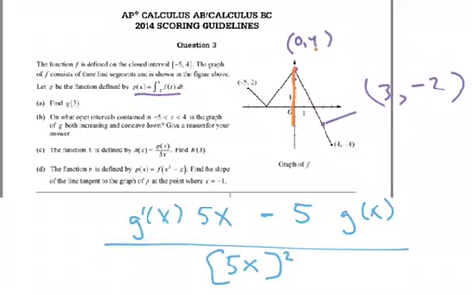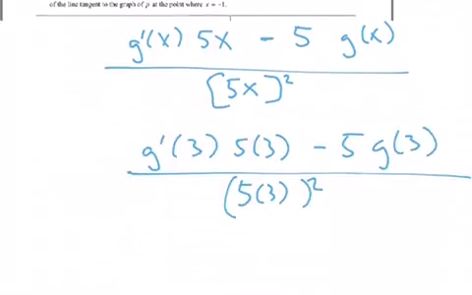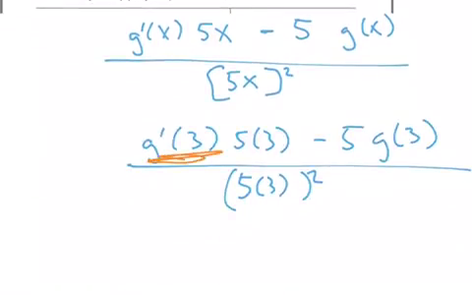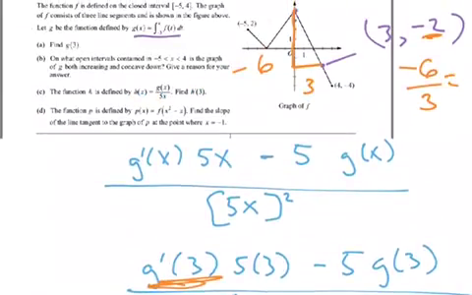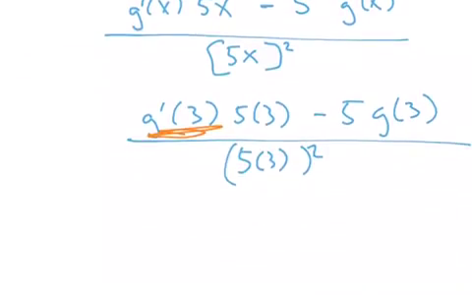So I'm going from 4 to negative 2. That's a distance of 6, so it's negative 6. And if I go to the right, it's a distance of 3. So the slope is negative 6 over 3. Hence, this right here is negative 6 over 3, which is negative 2. So g prime of 3 is negative 2 times 5 times 3 minus 5.